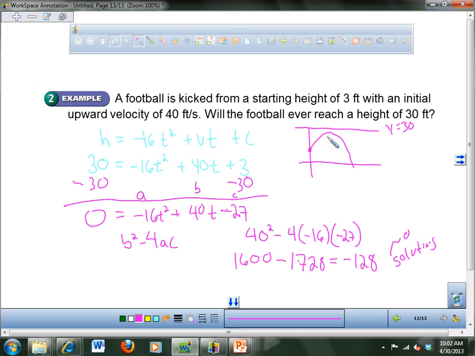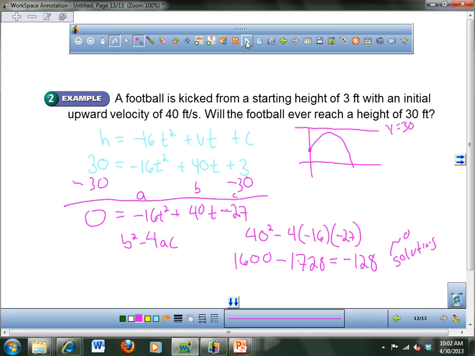Okay, so if you're like the kicker, maybe you're playing kicker for the football team. You want to know, hey, is my football ever going to go high enough to clear the goalpost or something? You could actually use it. All right, so that's about it.